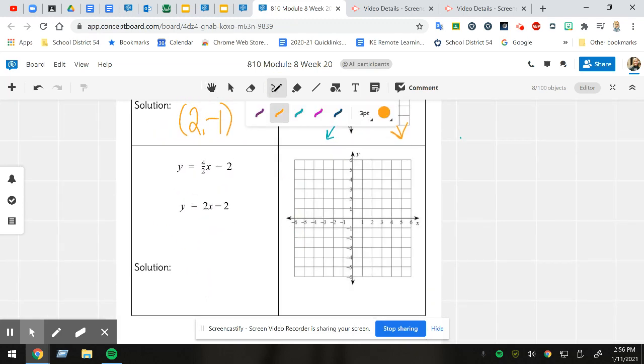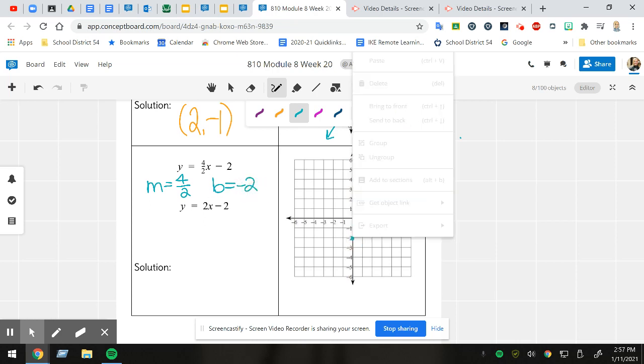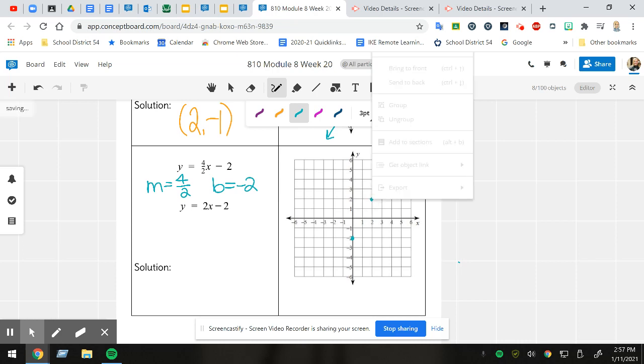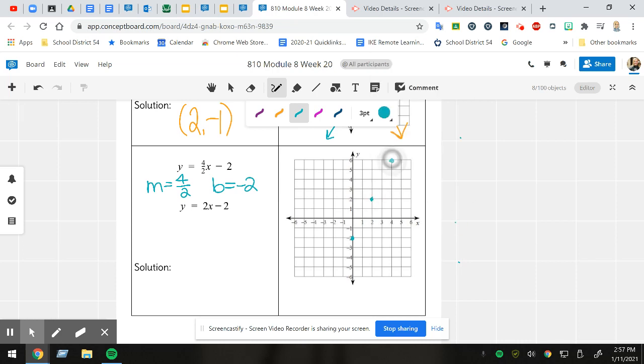Okay, so again, I'm going to identify my m and my b. So my m is 4/2. My b is -2. Let's graph that, starting at -2. So I go up 4, right 2, up 4, right 2, connect.